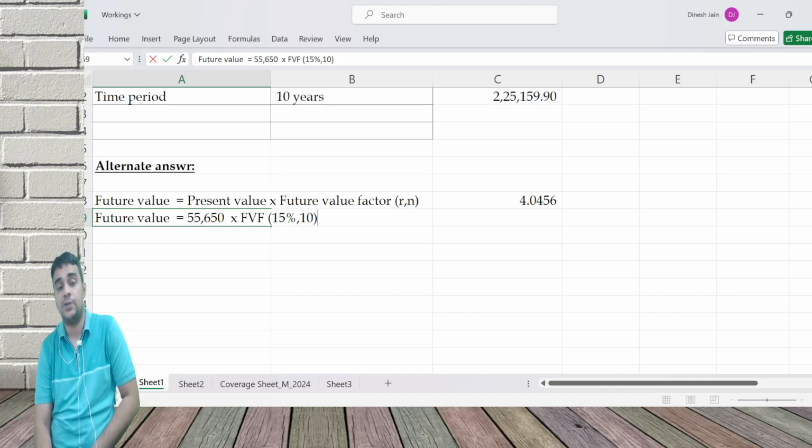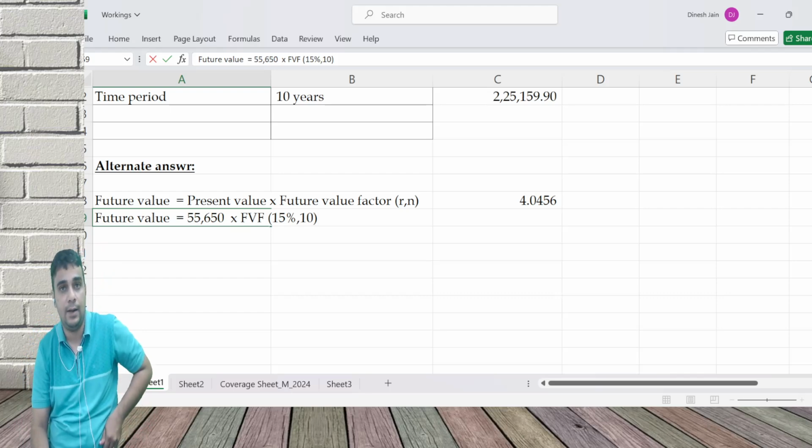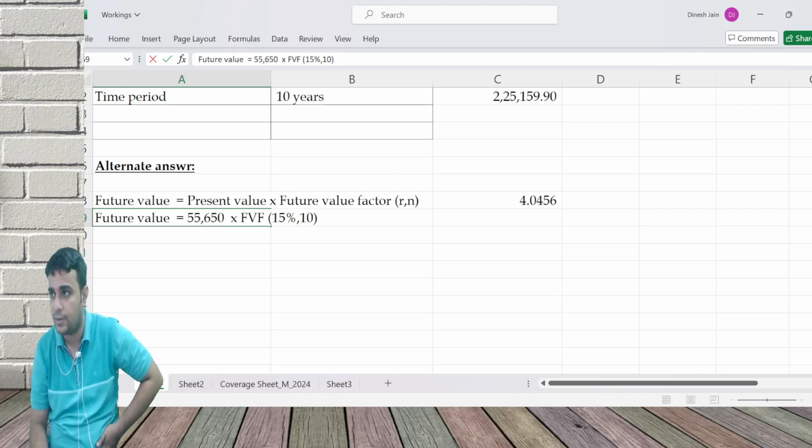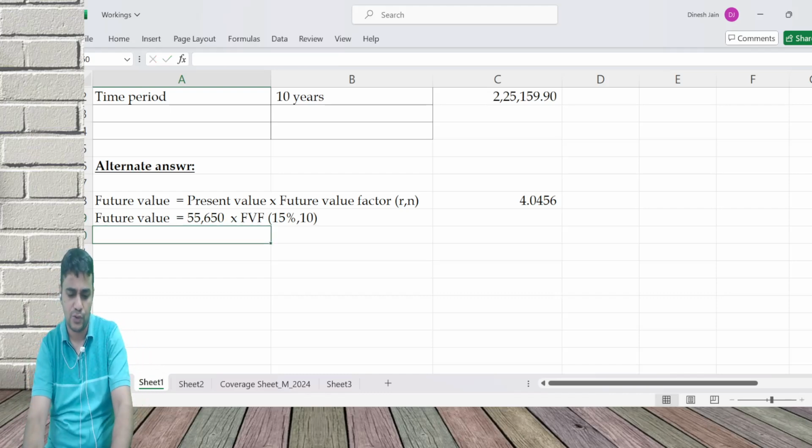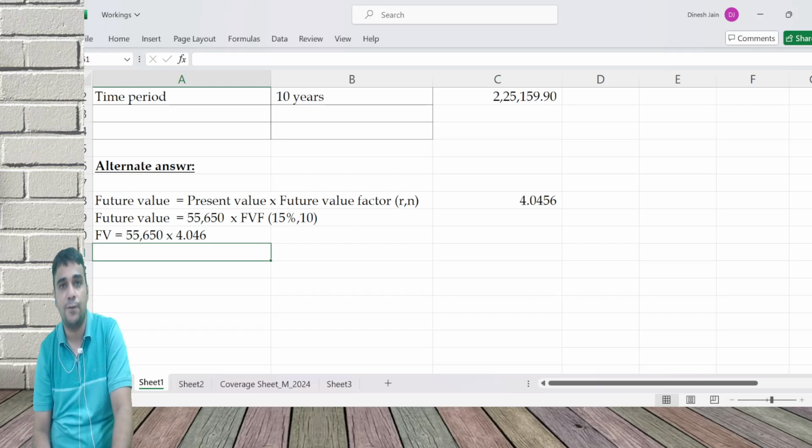10 comma 15%, sorry, 10% comma 15 is different. I want 15% comma 10. If they give me that, I'll use it. If they have not given it, let's not worry about it. Do it in the calculator and then close it. Same answer you'll get. Future value is equal to 55,650 into 4.046.